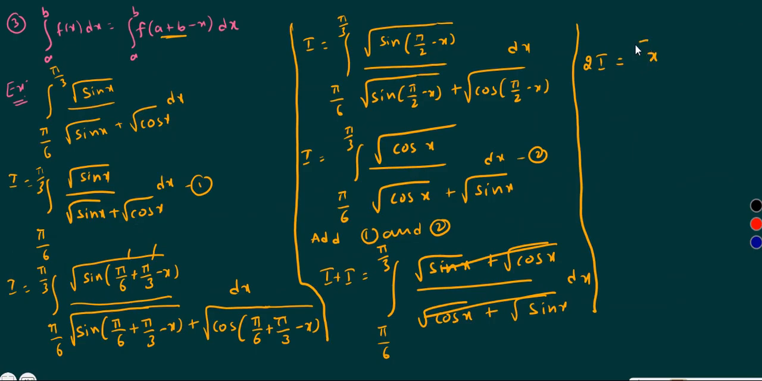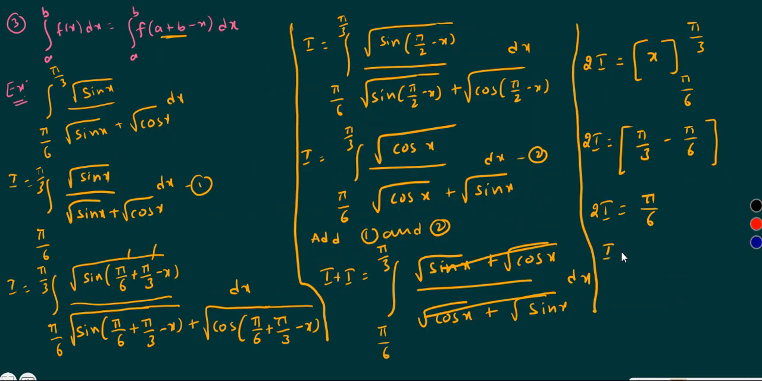Integration dx means x. What are the limits? Pi by 6 and pi by 3. So 2I equals upper limit pi by 3 minus lower limit pi by 6. So pi by 3 means what? 60. Pi by 6 means 30. 60 minus 30 is 30. So what is the answer? Pi by 6. Okay, here the multiplier changes to the RHS. Then I equals what? Pi by 2 into 6, 12.